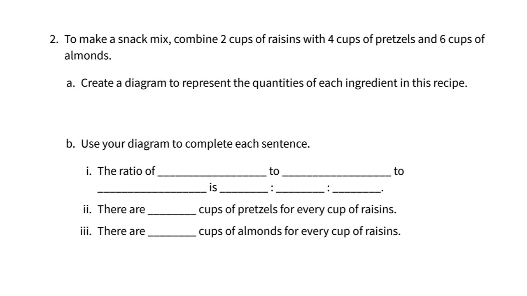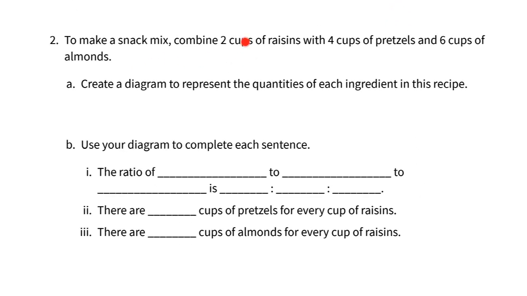To make a snack mix, combine 2 cups of raisins to 4 cups of pretzels and 6 cups of almonds. So we've got 3 objects being compared at this point. Create a diagram to represent the quantities of each ingredient in this recipe.